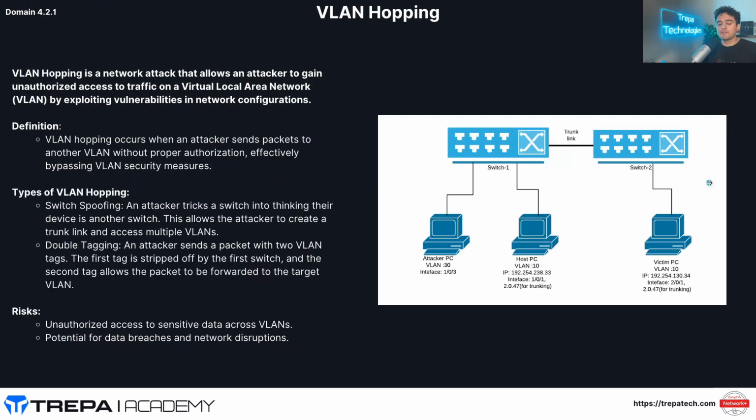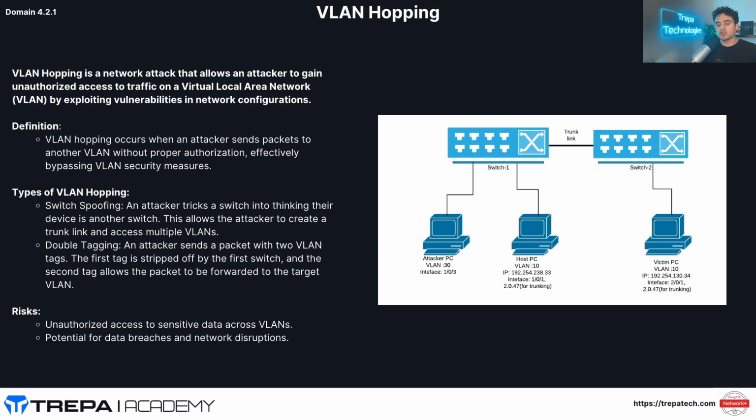VLAN hopping. So VLAN hopping is a network attack that allows an attacker to gain unauthorized access to traffic on a VLAN. This exploits vulnerabilities in network configurations. So, really, VLAN hopping occurs when an attacker sends packets to another VLAN without proper authorization, effectively bypassing VLAN security measures. So types, we have switch spoofing.